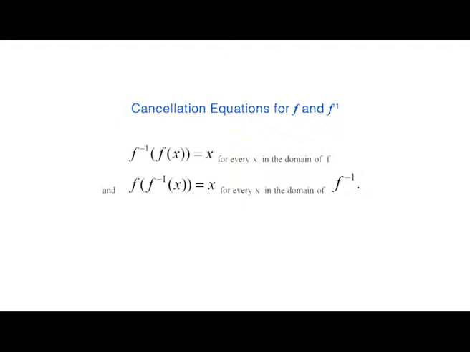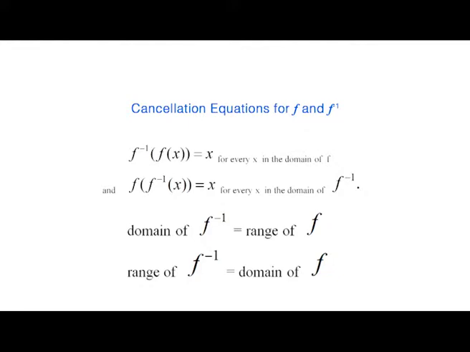We call these equations the cancellation equations for f and f inverse. These equations imply the following relationship between the domains and ranges of f and f inverse: domain of f inverse equals range of f, and range of f inverse equals domain of f.